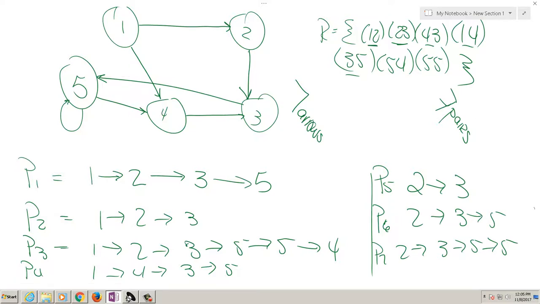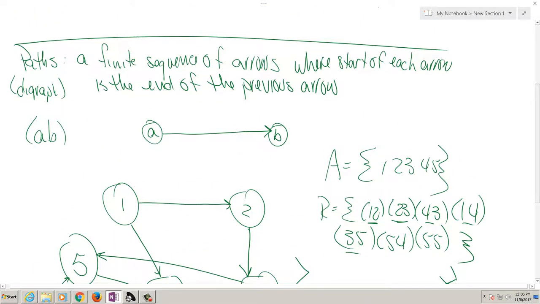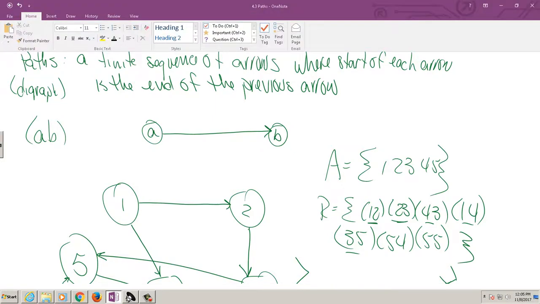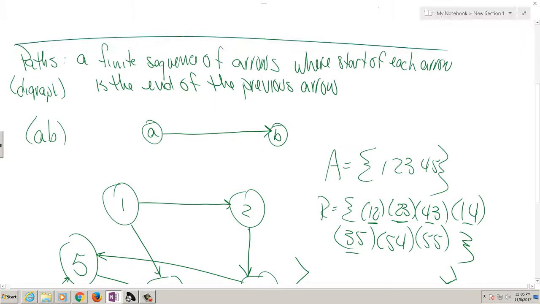So if I were to find what a path was when it comes to a sequence of ordered pairs, this was a path as defined by a digraph. So if I were to define a path in terms of a relation, I should be able to tell that it is a finite sequence of ordered pairs, where the first value in each pair is the same as the second value in the last pair. It's a finite sequence, once again.